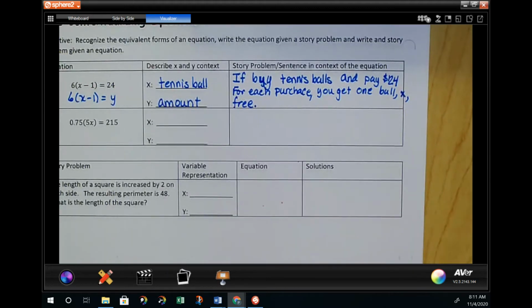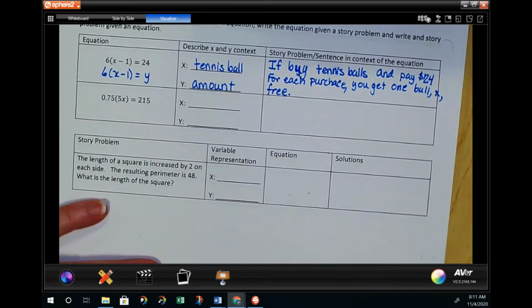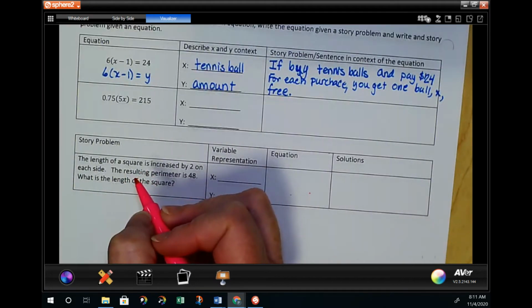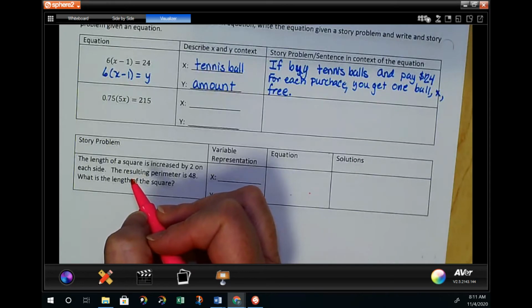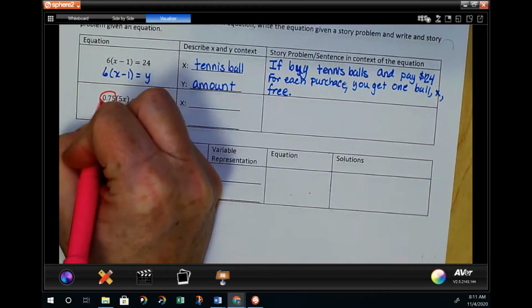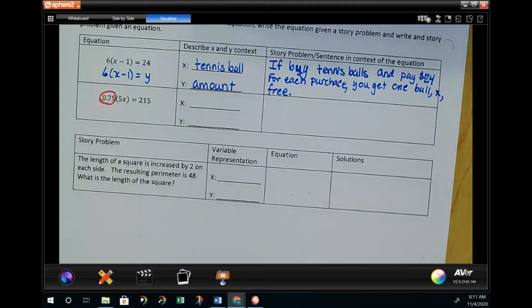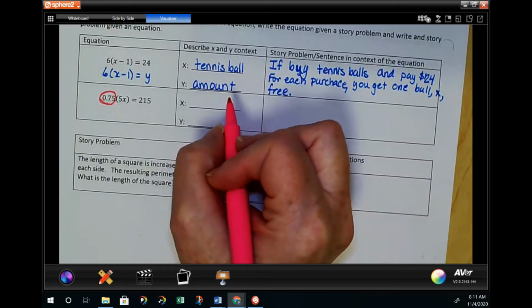Okay, so this next thing, sorry, we're on the next one. Now you've got 0.75 times x times 5 equals 215. You can think of this as a percent, so that's like 75% of the original amount of money. That's a little bit easier to look at.